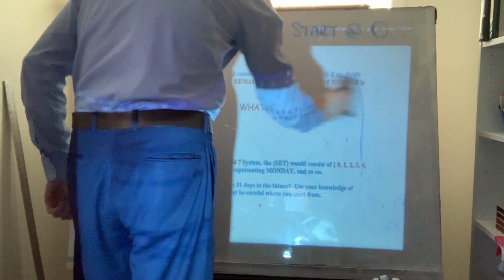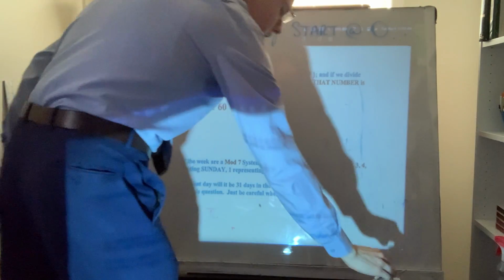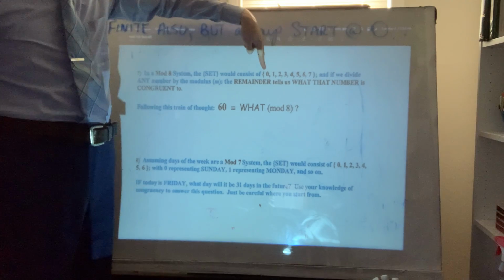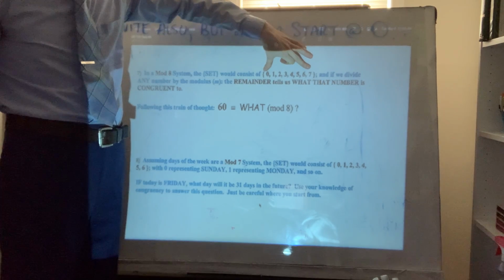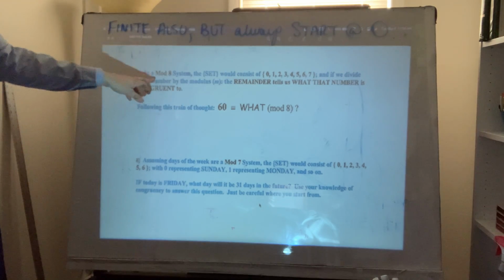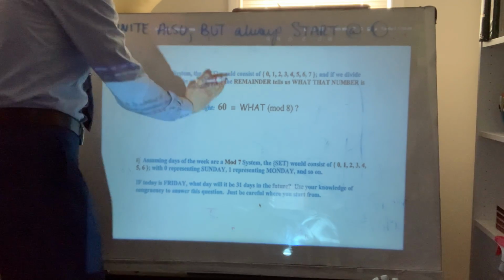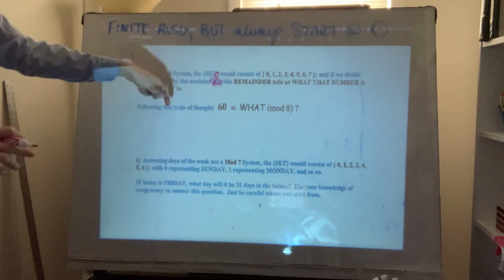In a mod 8 system, the set would consist of, again, starting at 0, 8 elements, but because you start at 0, it ends at 7. 7 is technically the maximum. All right. And if we divide any number by the modulus, in this case the modulus 8, the remainder would tell us what that number is congruent to.